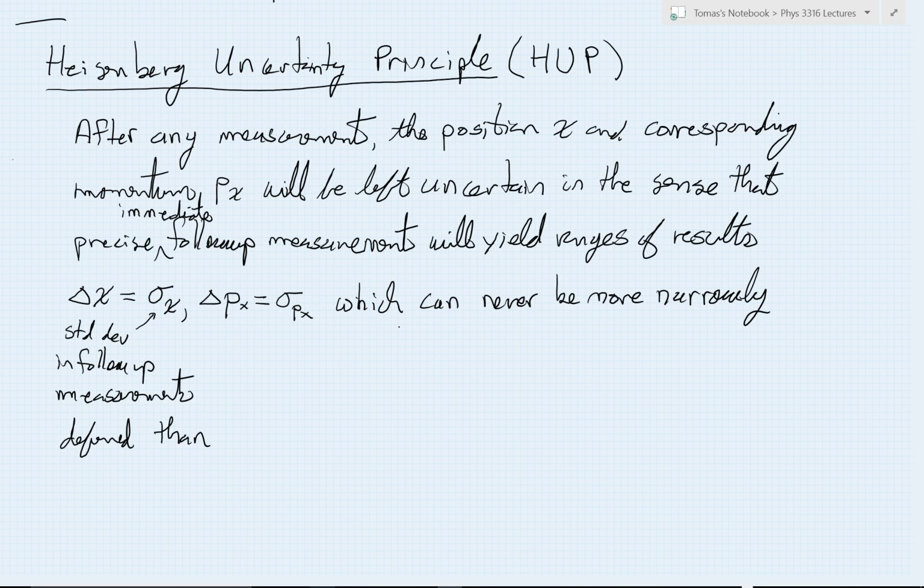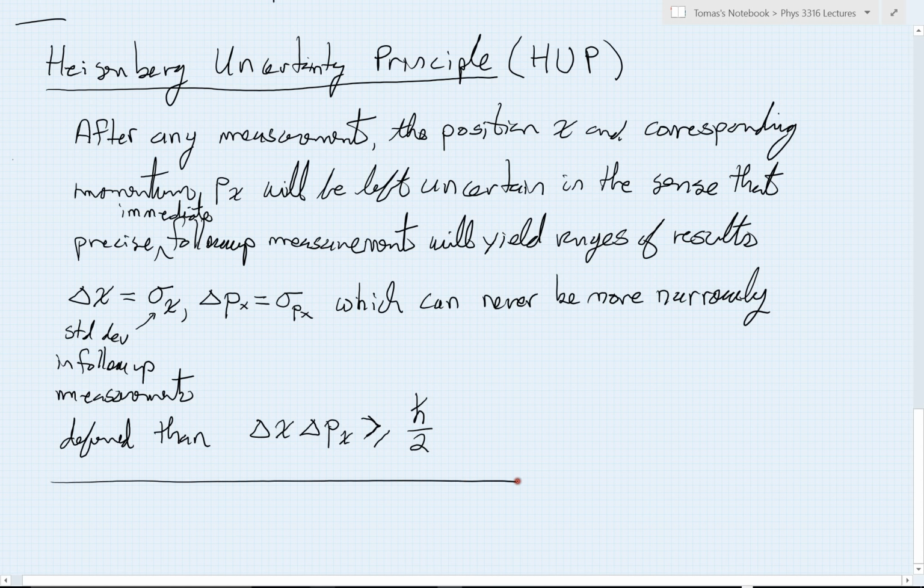So no more narrowly defined than this: the product delta x, delta p sub x is always going to be, well, it could be equal, so it's always going to be greater than or equal to this fundamental combination of constants, h bar over 2. That is the formal statement of the Heisenberg uncertainty principle.